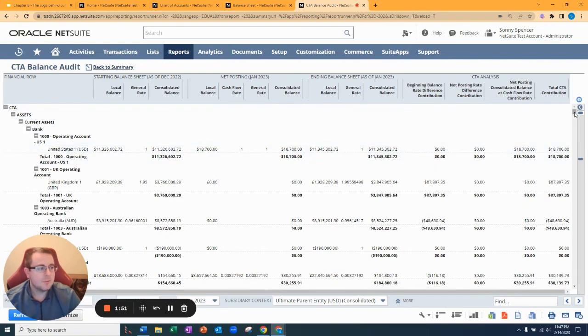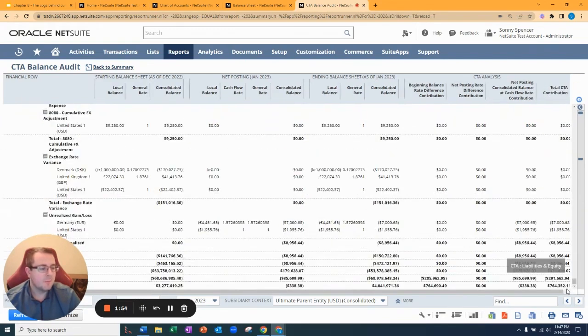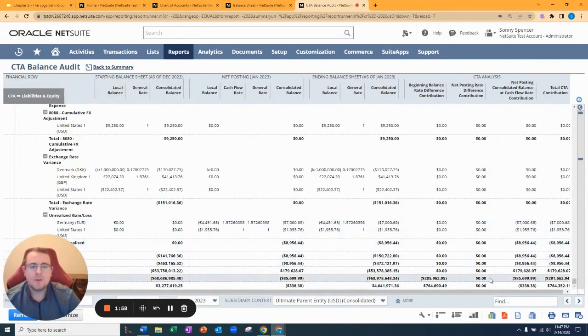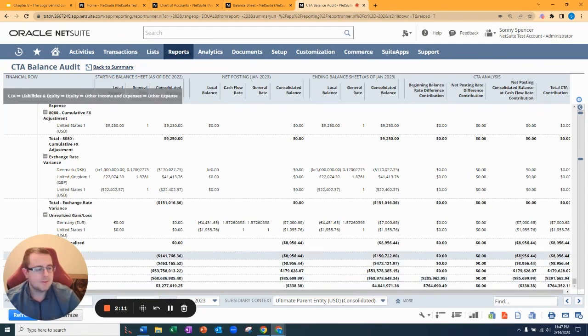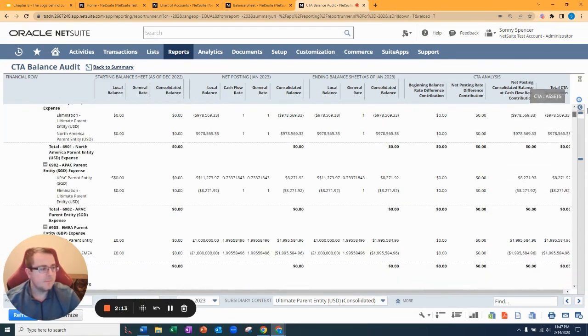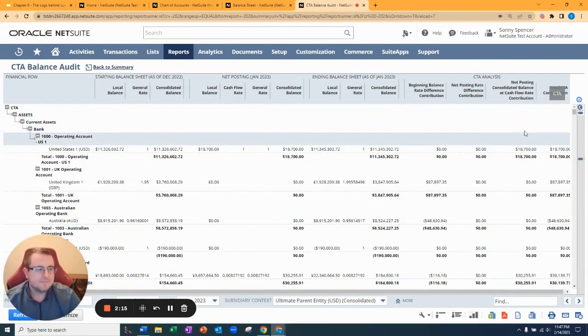And in that case, if you scroll to the bottom of your report, you may find that your net posting rate difference contribution column nets to 0. And that's typically what will happen when the cash flow rate is set to the same rate as the general rate on all of your GL accounts. Let's scroll back up to the top.